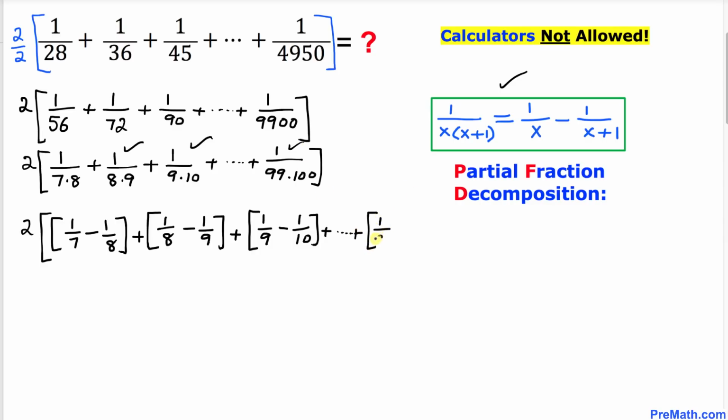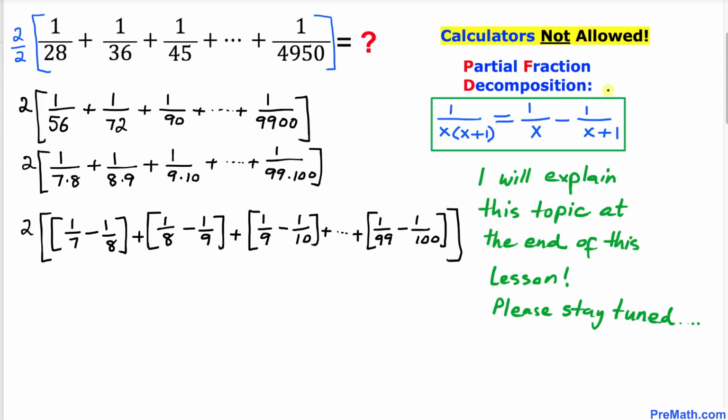1 over 99 minus 1 over 100. By the way, we have achieved this formula by using partial fraction decomposition. If you are interested in partial fraction decomposition, I will explain this topic at the end of this lesson, so please stay tuned.